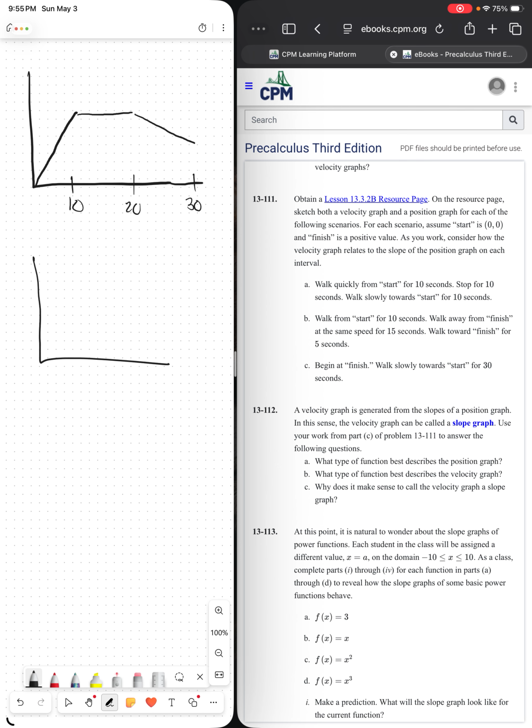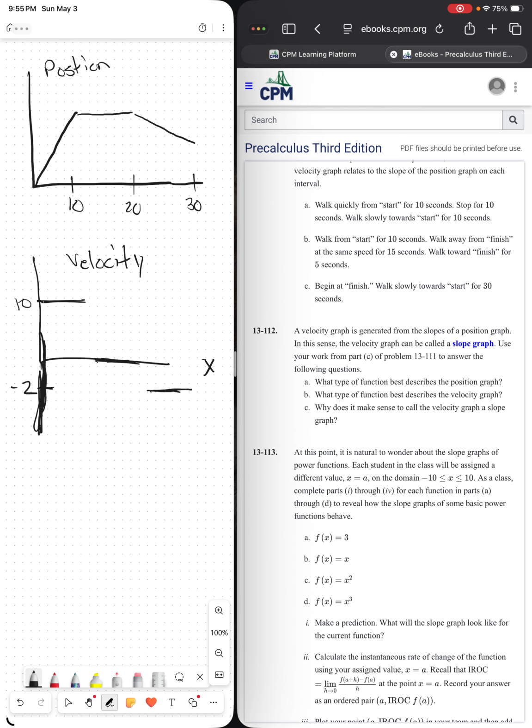Your velocity graph is a positive velocity quickly, a 0, and then a negative velocity, but not as much of a negative value as this one. So let's say this is like 10. This would be like negative 2. We're walking back not as quickly.